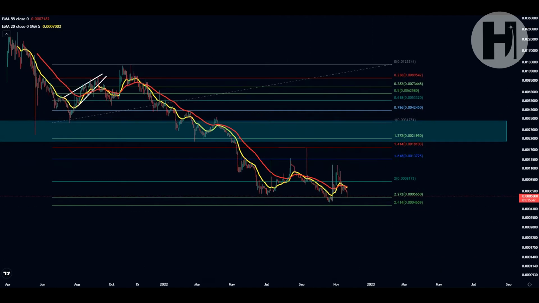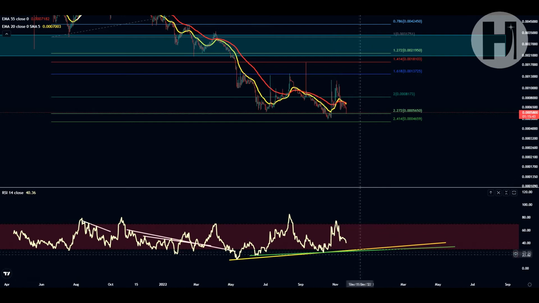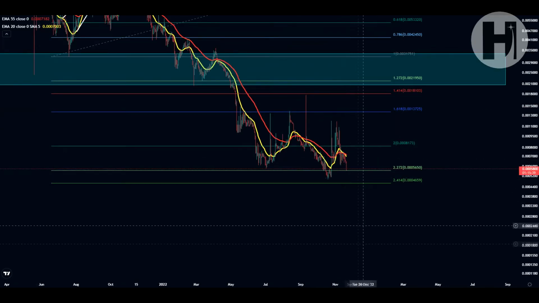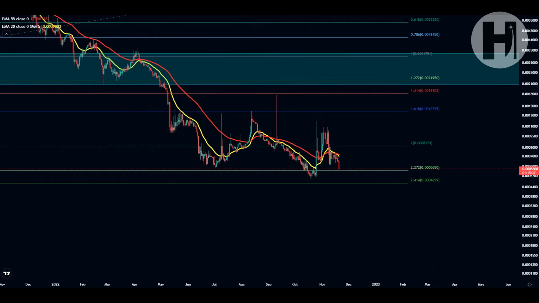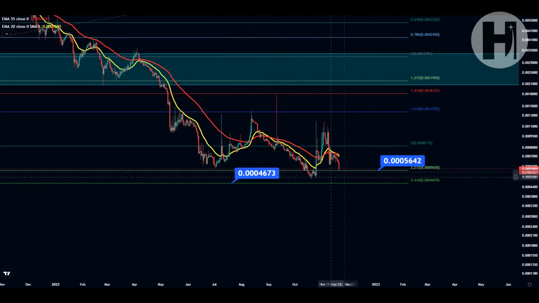So I would be looking at buying at these levels, obviously, on the daily chart. We're going to take a look at that in just a second on the RSI. But based off of this Fibonacci retracement, you have two support levels right now that you should be eyeballing: 0.005642 and the other one is 0.0004673. So these are the support levels based off of those lows.